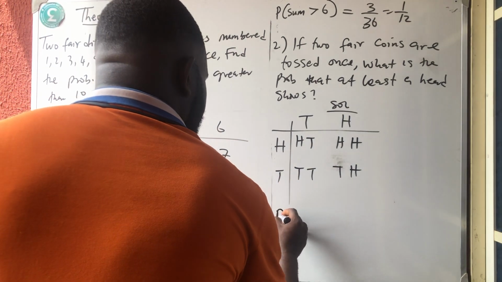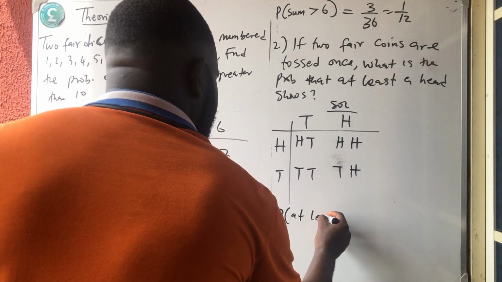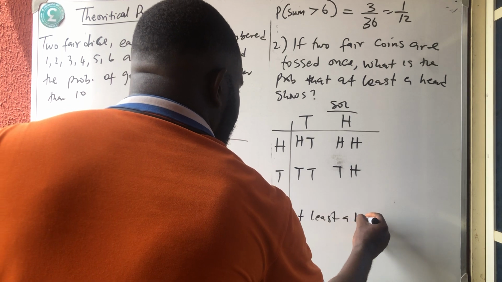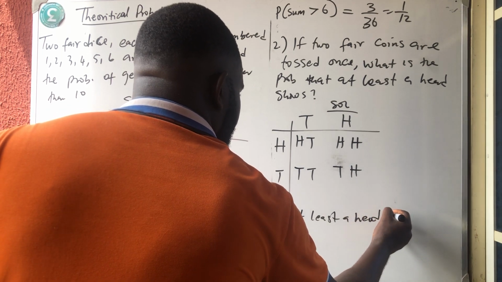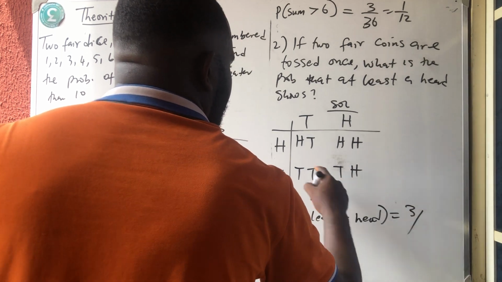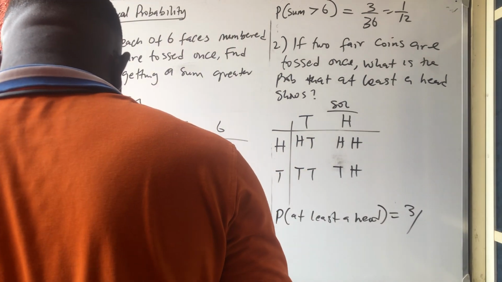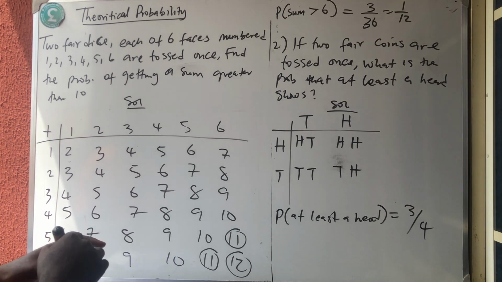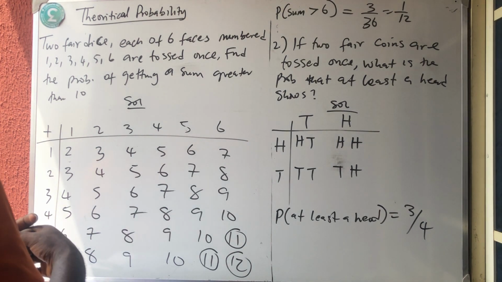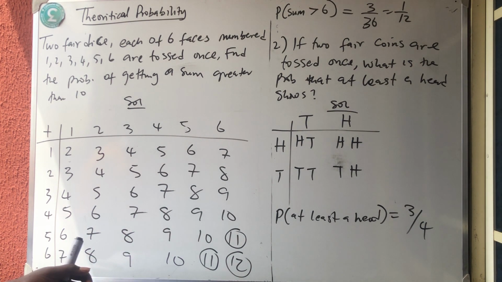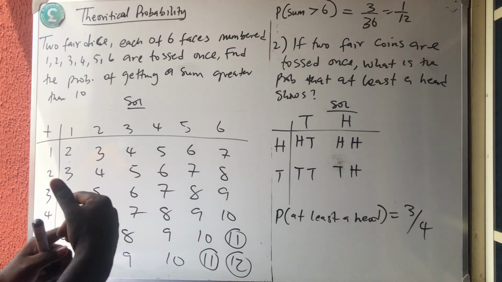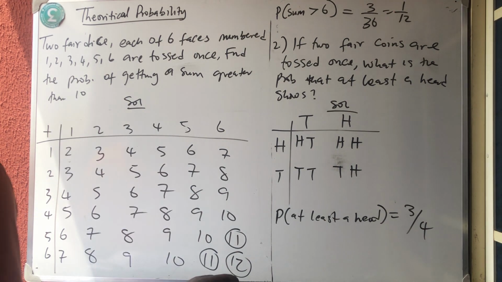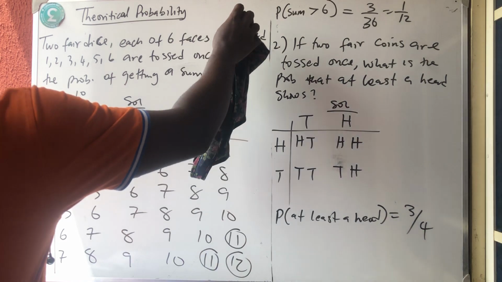So the probability of at least a head is 3 over how many are they? 1, 2, 3, 4. They are 4 in number. Okay? So that is that. Or you say probability of what? You say 1 minus the probability of only tails showing. So the same thing. Okay?